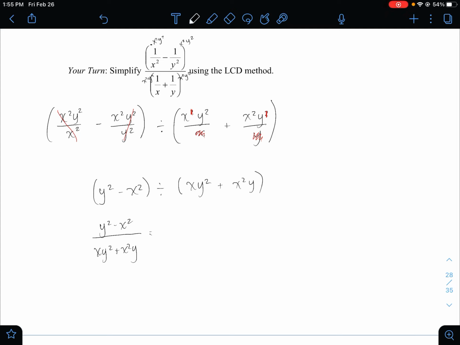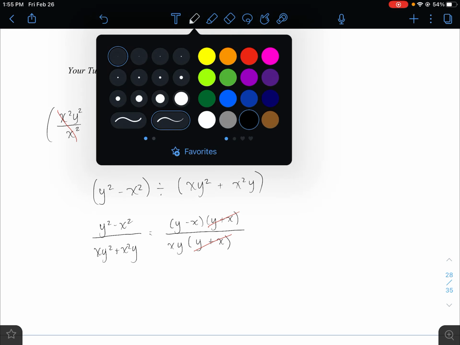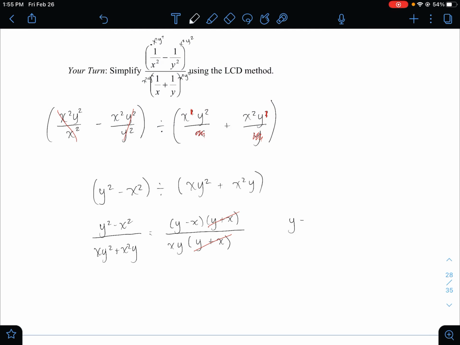So now I can see what I can simplify here. y squared minus x squared is just a difference of squares. So y minus x times y plus x. In the denominator, I can factor out an x and a y. So I'm left with y plus x. My y plus x's cancel. And we are left with y minus x all over xy.